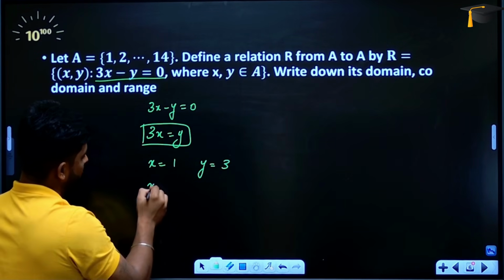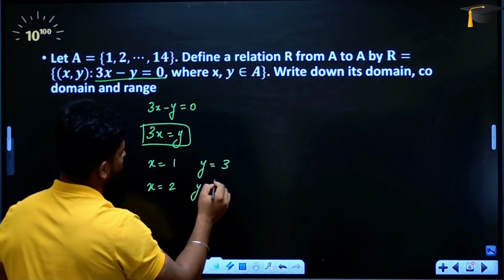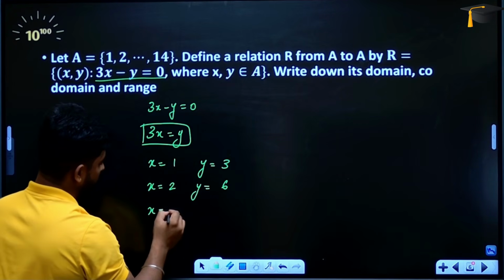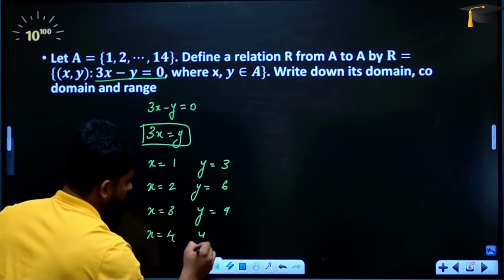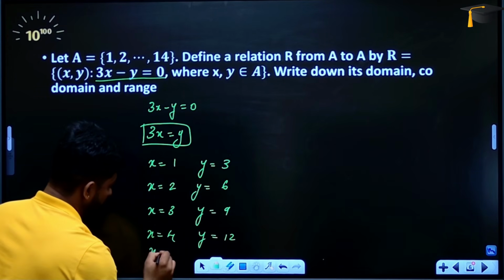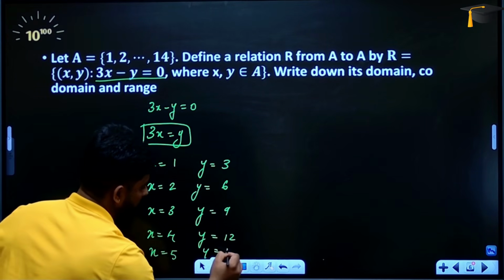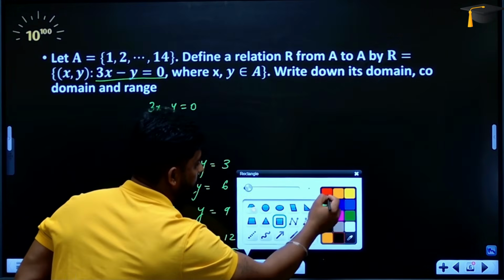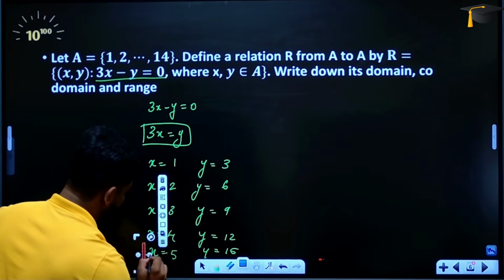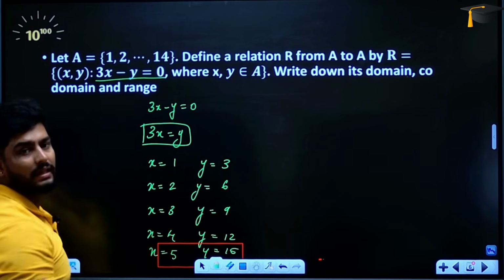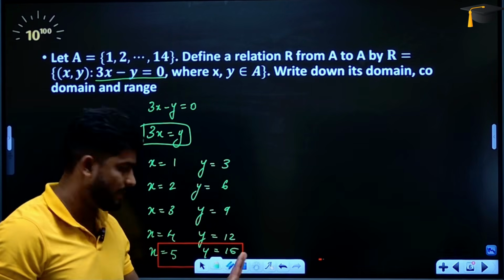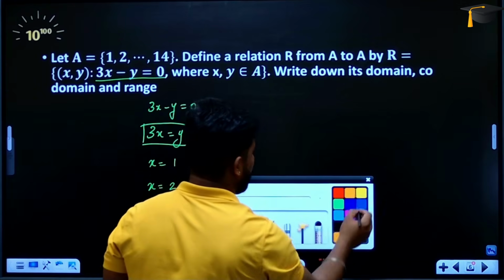Okay, now take x is equal to 2. So y is equal to 2 into 3 is 6. Now x is equal to 3, so y is equal to 9. Now x is equal to 4, y is equal to 12, and x is equal to 5, so y is equal to 15. And we have to ignore this. Why do we have to ignore? Because this is not there in the given set, correct? Observe here, it is only up to 14. Okay, we don't have the number 15. That's why I'll just stop it here and I'll write the relation.